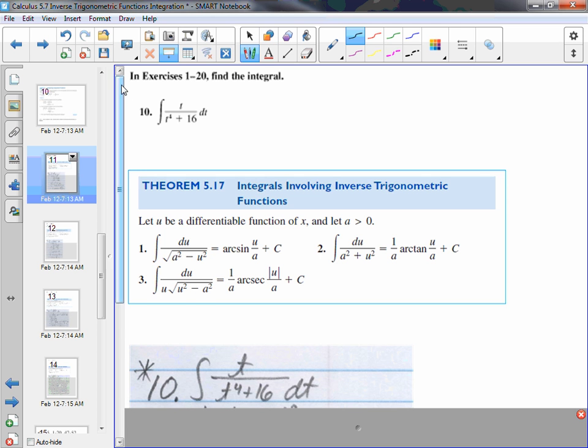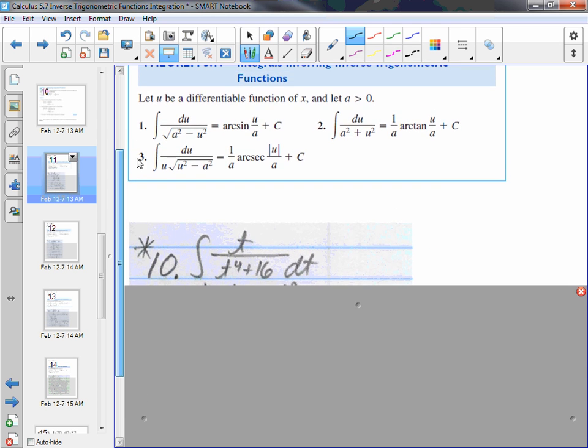So we've got the integral of t over t squared, over t to the 4th plus 16 dt. Now, none of our formulas have a t, so we've got to use a little bit of an imagination. Which one of these does this look most like? The arcsine formula, the arcsecant formula, or the arctangent formula? Arctangent. Why do you think it looks the most like arctangent? Not a square root in it. Good enough.